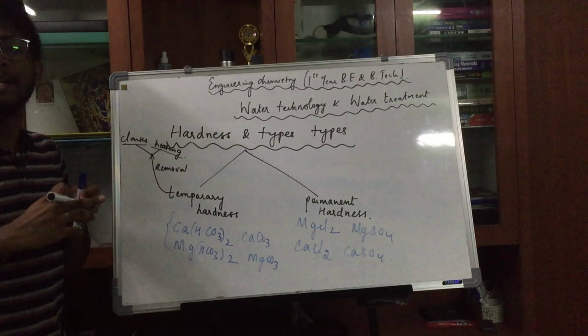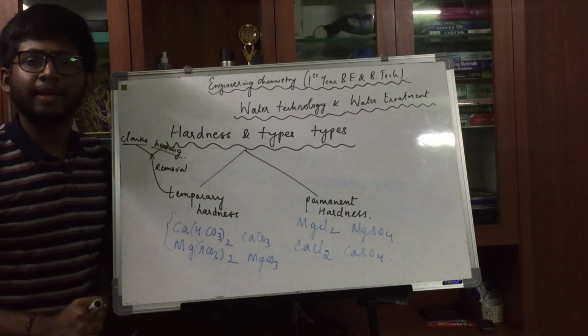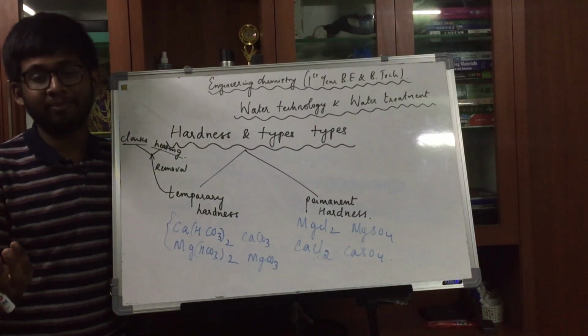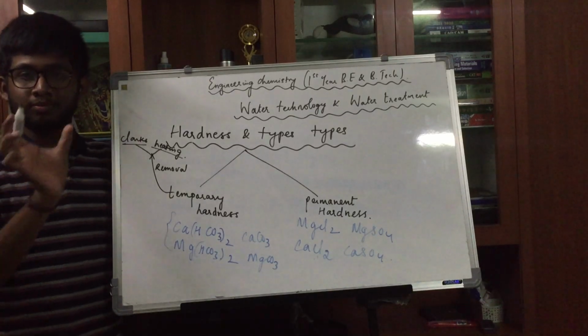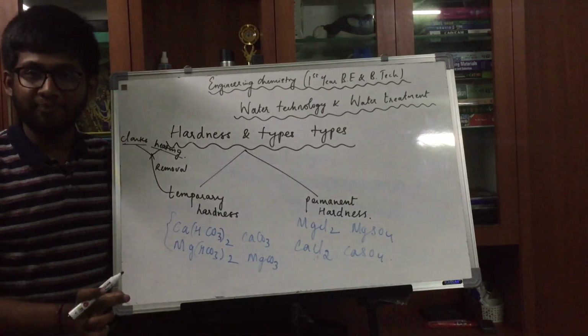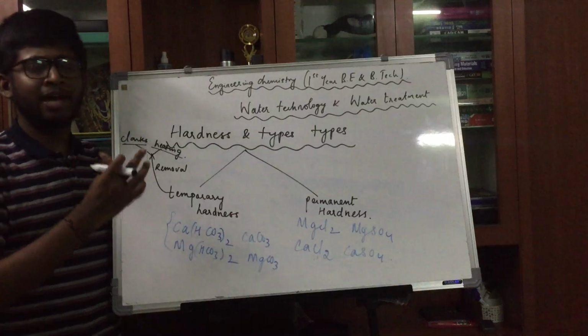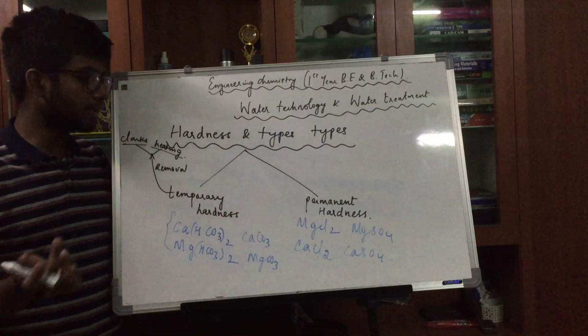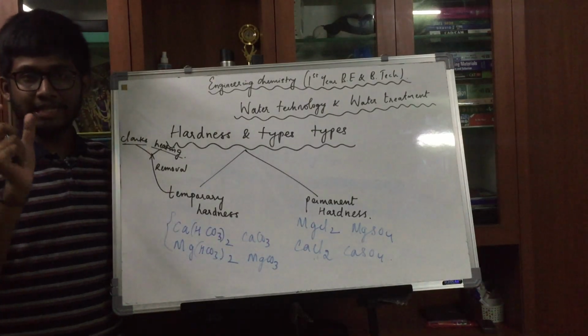So now what is Clark's method? Clark's method is nothing but the addition of lime. So now many textbooks, there'll just be a phrase which says addition of lime, but then the actual name for it, you might have learned in the CBSE syllabus as well. So Clark's method is the name for it.